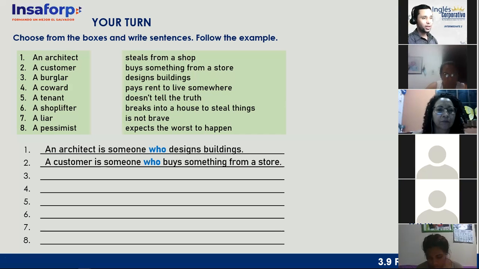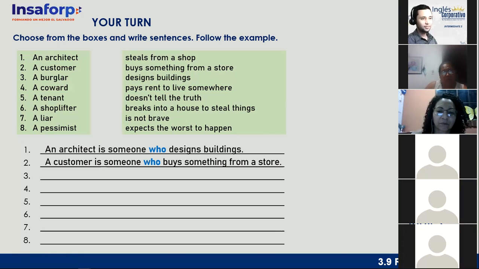What about number 3? A burglar. What's a burglar? A burglar is someone who breaks into a house to steal things. Yeah. Very good. Like the movie Home Alone. Como la película Mi Pobre Angelito, ¿verdad? Esos son los burglars, ¿verdad?